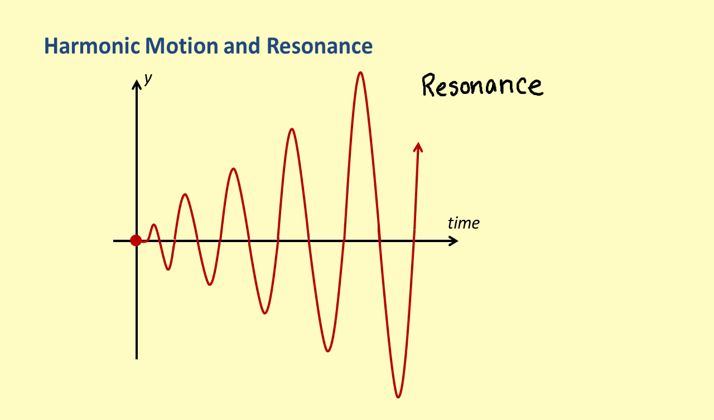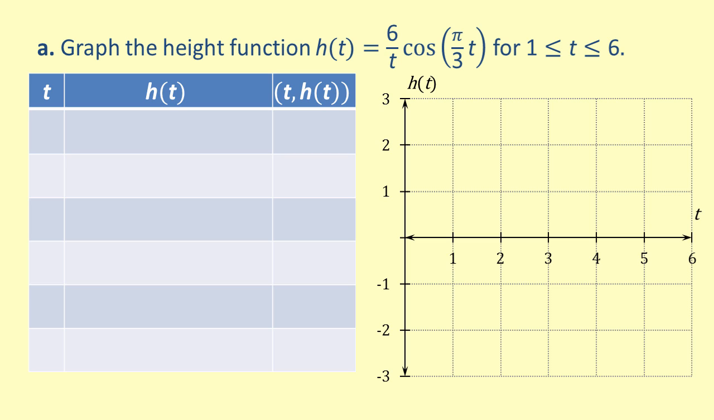Now let's take what we have learned and apply it to an example. Part A. Graph the height function h of t equals 6 over t times the cosine of pi over 3t for 1 is less than or equal to t, which is less than or equal to 6. In the context of this problem, t represents time and h of t represents the height of an object as a function of time, which will be in seconds.